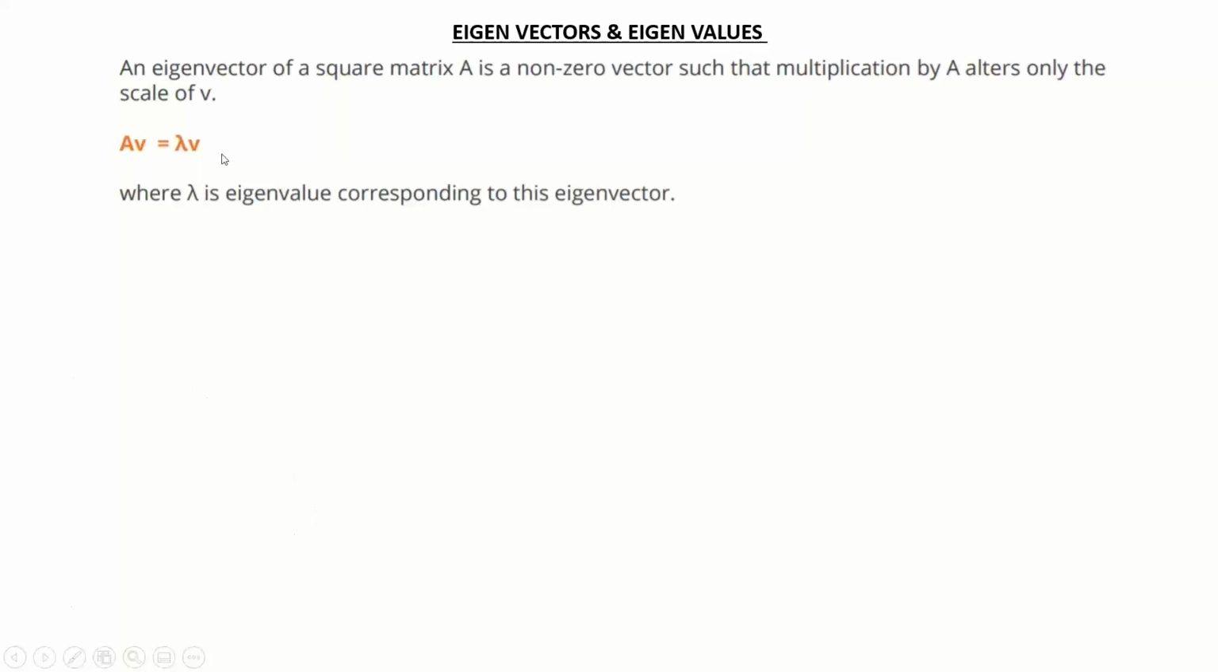You must have solved matrices. An eigenvector of a matrix A is non-zero because multiplication by A alters only the scale of V. So AV equals lambda V. Lambda is the eigenvalue corresponding to the eigenvector. If you have a matrix multiplication and you put in lambda, and then multiply the vector, you will get a matrix with the eigenvector.